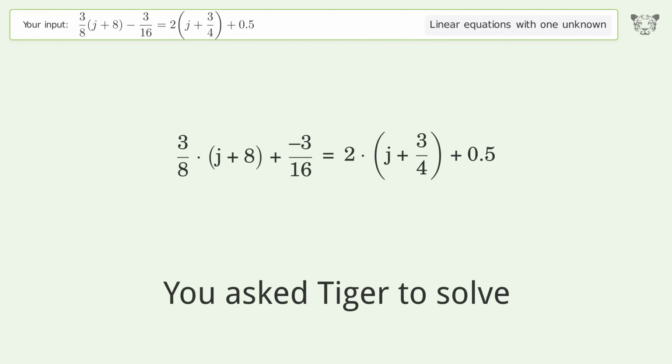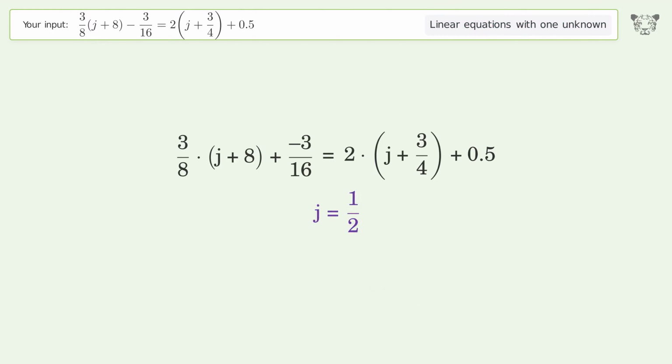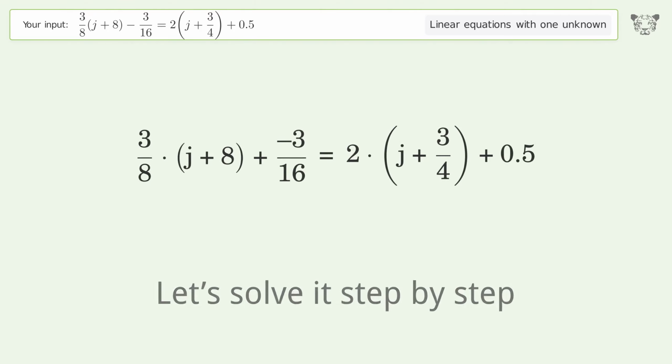You ask Tiger to solve. This deals with linear equations with one unknown. The final result is j equals 1 over 2. Let's solve it step by step.